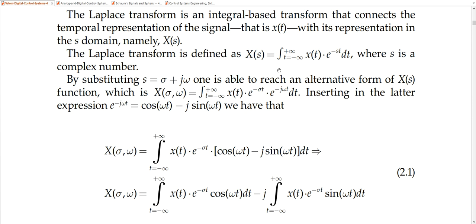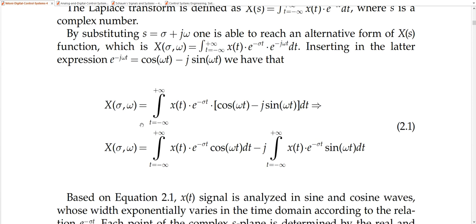But most of the time, we only use the half part of the integration. So we start with 0 to positive infinity. By substituting s with lambda plus j omega, one is able to reach an alternative form of the X(s) function, which is X(lambda, omega), equal to the integral of x(t) times e to the negative lambda t times e to the negative j omega t dt from negative infinity to positive infinity. So this would result into this one.